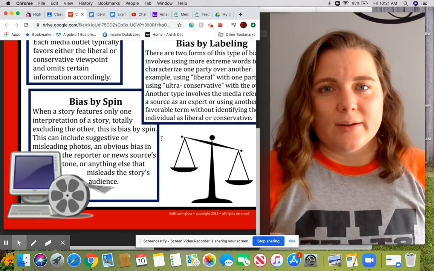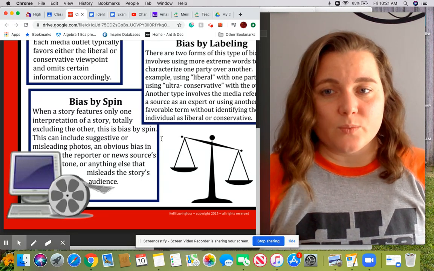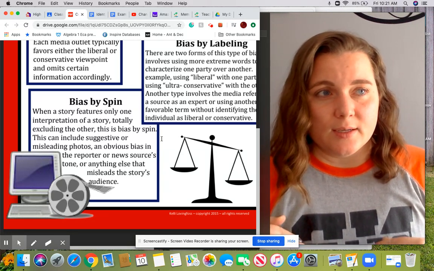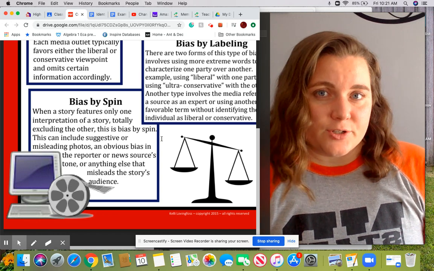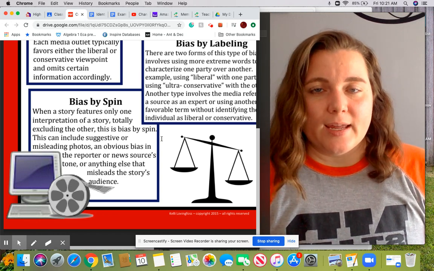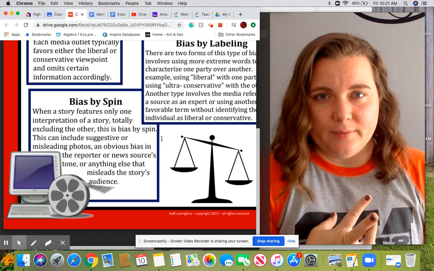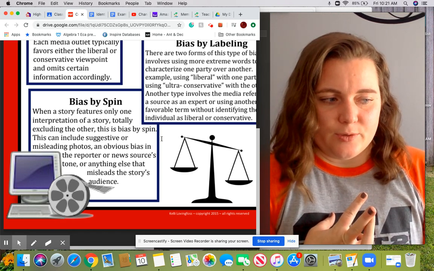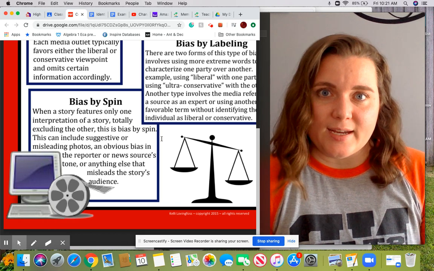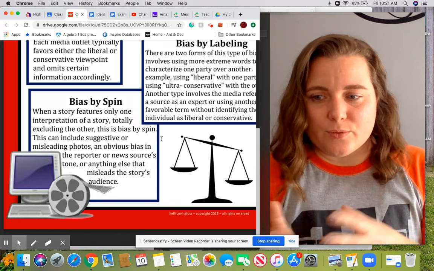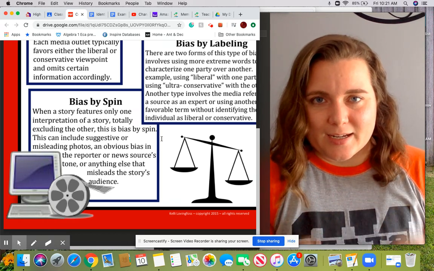It's not necessarily lying because the information they're putting out there is factual. However, it can be taken out of context. It can be spun, basically taken out of context and used to fit somebody else's narrative. That's bias by spin.